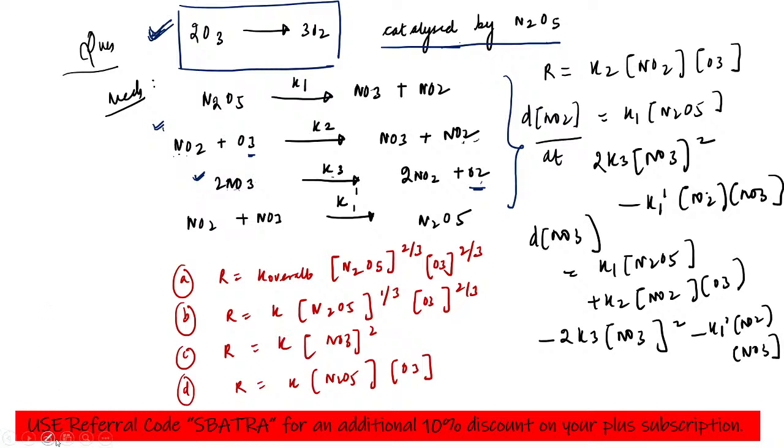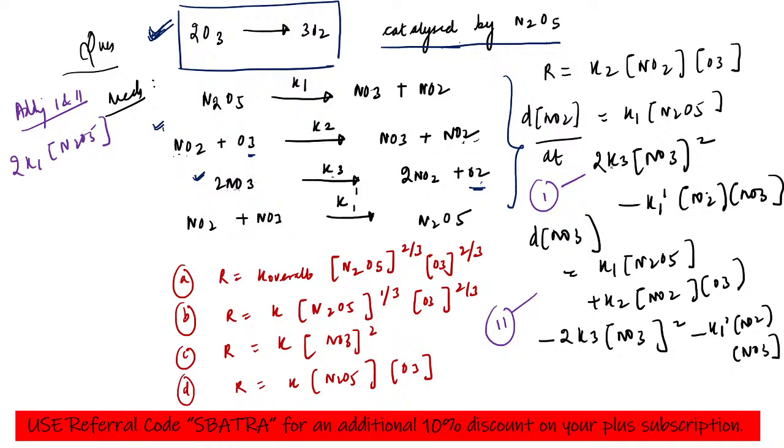Now these are two reactions. This is the first reaction, this is the second reaction. Now I'll add and subtract both these reactions. If I'm adding reactions 1 and 2, this is k1 N2O5 and k1 N2O5, so this would be 2k1 N2O5.